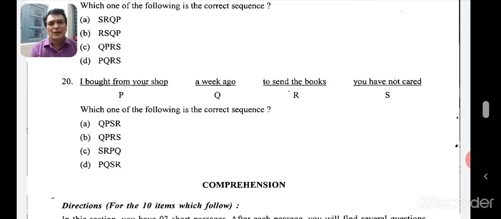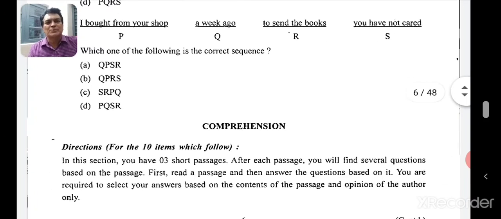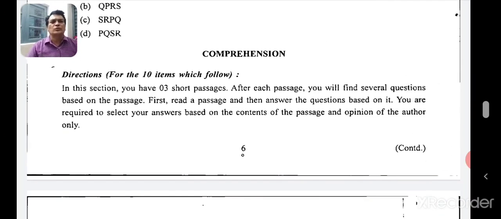Think over it and then you'll be able to find the right answer. You have to have good practice in the case of rearranging the phrases or rearranging the parts of the sentences in order to make a meaningful sentence. So let's go to the comprehension part now. In this section you have 3 short passages. After each passage you will find several questions based on the passage. First read a passage and then answer the questions based on it. You are required to select your answers based on the contents of the passage and opinion of the author only.